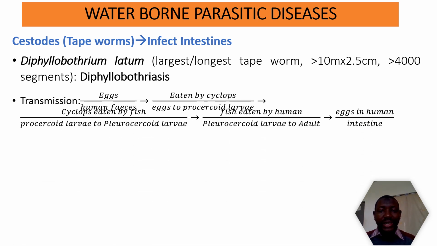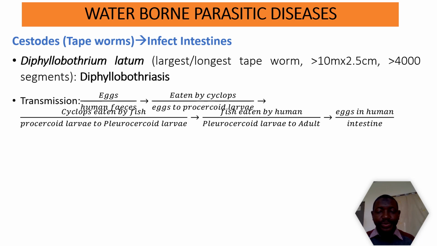Now, as it stays in the small intestine, the adult worm produces eggs, and these eggs are expelled together with human feces. Once the eggs find themselves in water, they embryonate, and if they are ingested by a freshwater crustacean, the cyclops, the eggs will hatch into procercoid larvae, which is an immature larva. One thing I didn't mention about cestodes is that they usually require 2 intermediate hosts, unlike the roundworms, the nematodes, which require only 1 intermediate host.